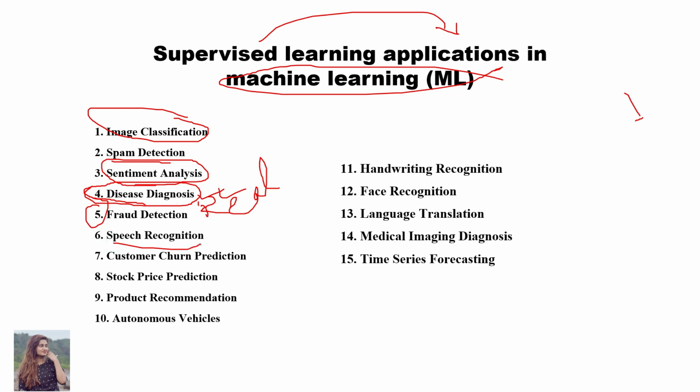Next is speech recognition. Speech recognition converts spoken language into text using a supervised learning model trained on a labeled audio dataset, like voice assistants and transcript services. It recognizes and converts speech to text in real time. For virtual voice assistants like Siri from Apple, Alexa from Amazon, and Google Assistant, supervised learning is used for understanding spoken commands.